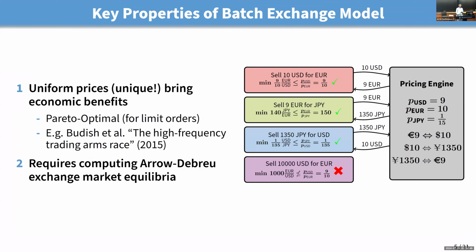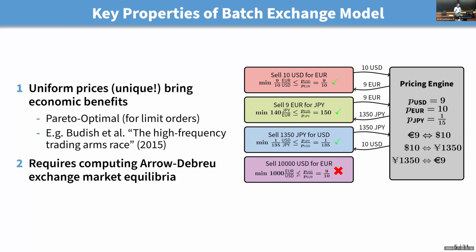There's a lot of work on this kind of model, but the key feature that I want you to think about for this talk is that all of the economic properties of this system, which economists have been discussing for a while, come from the fact that we're settling all trades at these uniform prices. And so we'd like to maintain that with whatever we do. Of course, also, if we want to instantiate this in practice, I have to be able to efficiently compute these prices, these exchange market equilibria, with concrete efficiency.